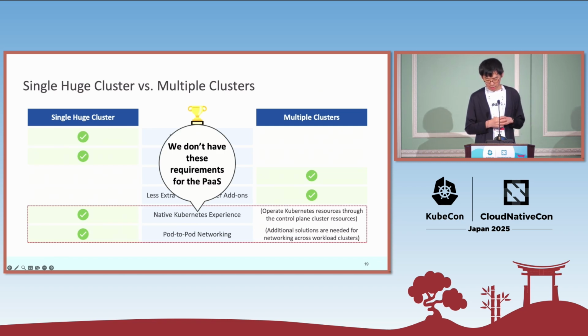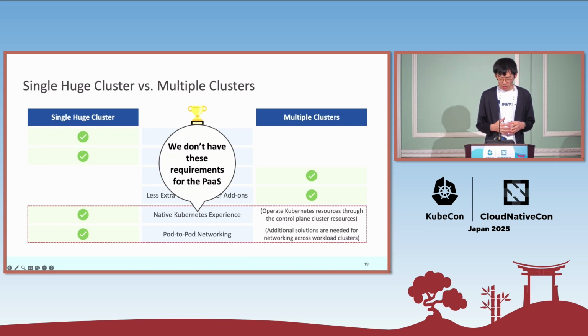However, in our case, we aim to provide a platform as a service experience to developers, so these requirements were not necessary for us. So here is an overview of our comparison between the two approaches. But as you know, we decided to use a multi-cluster setup, as I mentioned in the previous section. And this decision was made by considering the platform's requirement and our team's skill set. And I believe the results would have been different depending on the organizations.